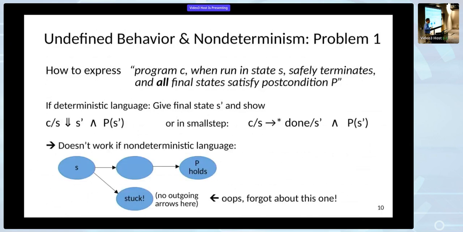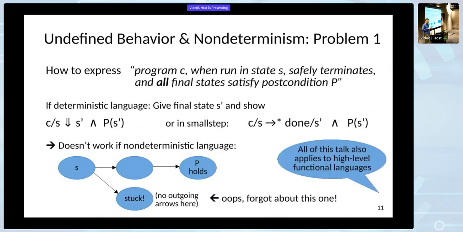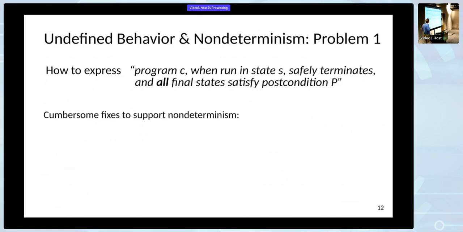But as soon as you have non-determinism in your language, that's not what you want anymore, because the mere fact that there exists one path to a state where the desired postcondition holds is not enough. There could be another one that gets stuck, but then this statement still holds, but it forgets about this stuck state. So again, remember, here is a state, but if you don't like state, think there's no state and it's a functional language and things still apply similarly.